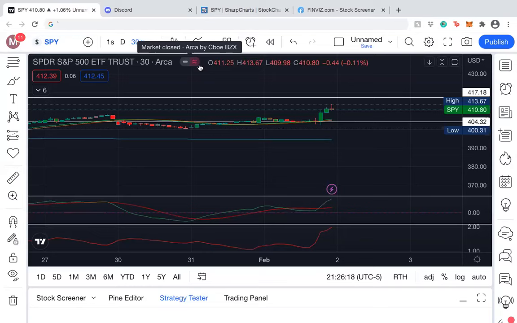The possibility to the upside is 417.18 for tomorrow. The possibility to the downside for tomorrow is 404.32. Now that'll change based on wherever SPY closes tomorrow. And when SPY closes tomorrow, it'll have a new ATR, right? You'll have to map out new ATR levels of whatever those are, right?